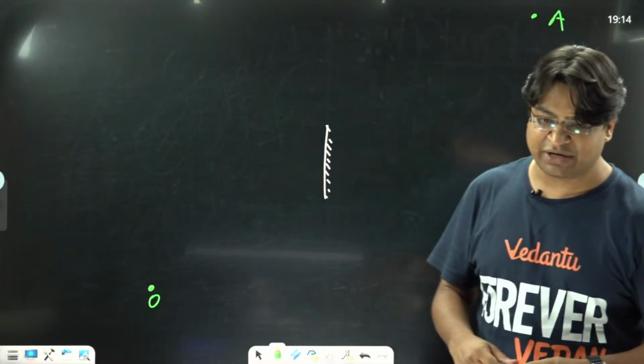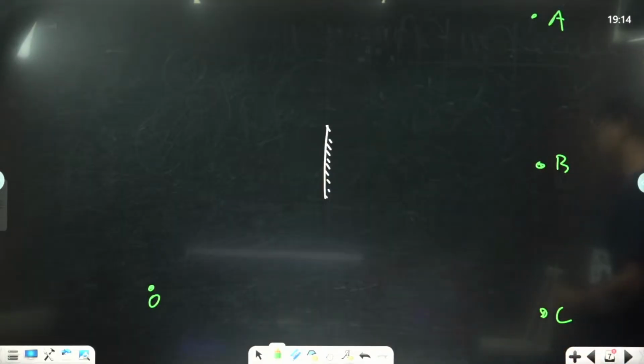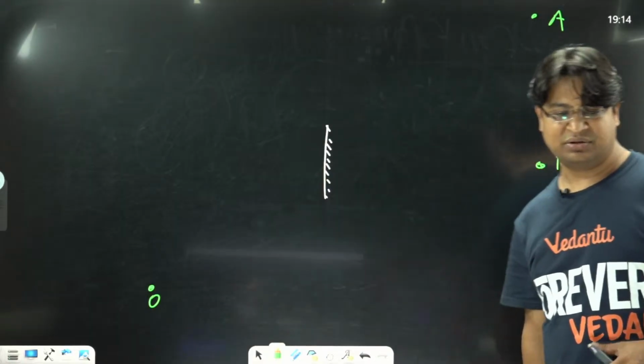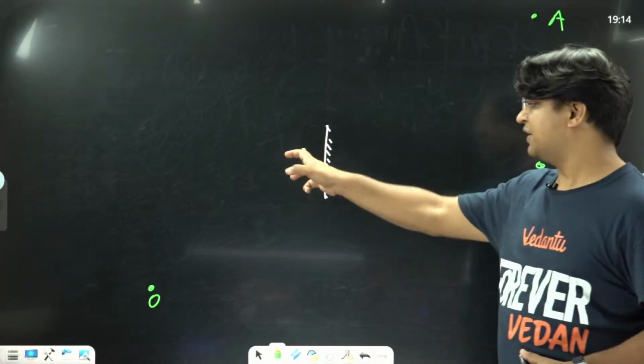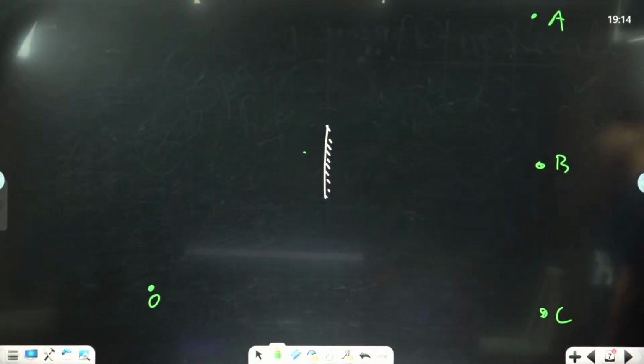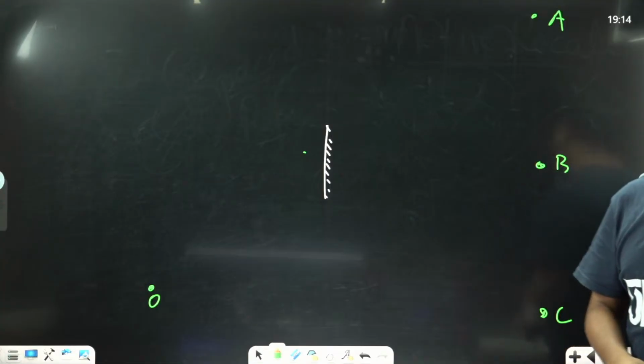Out of these 3 points, I'll get out of the frame so that you can look at the question. So this is the mirror, that is the object. This is the reflecting side of the mirror. Out of these 3 points, which do you think is closest to the image?